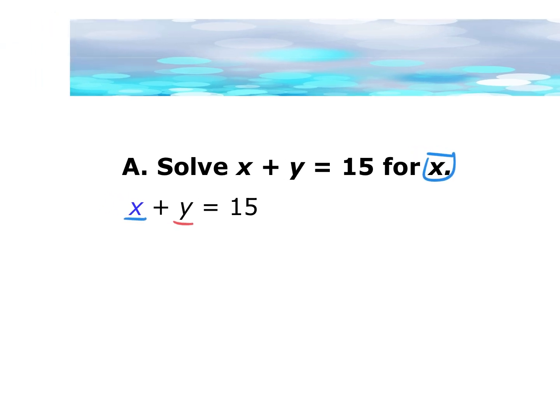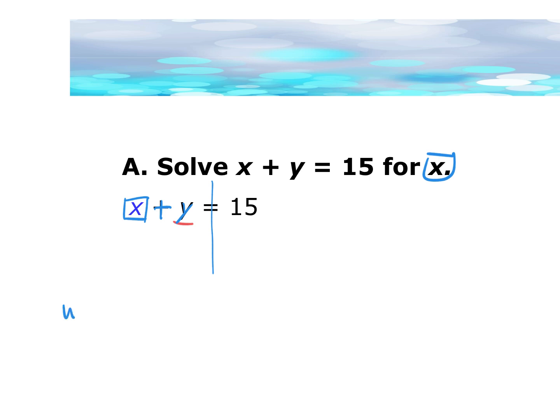So let's locate our x. In this example, it's written in blue for us, so this is our x. Now on the side of the equal sign with the x, what is being done to the x? You see that there is a plus y on this side of the equal sign with the x, and that's the only thing being done to the x on this side. So you want to do the opposite of adding y to get the x by itself.